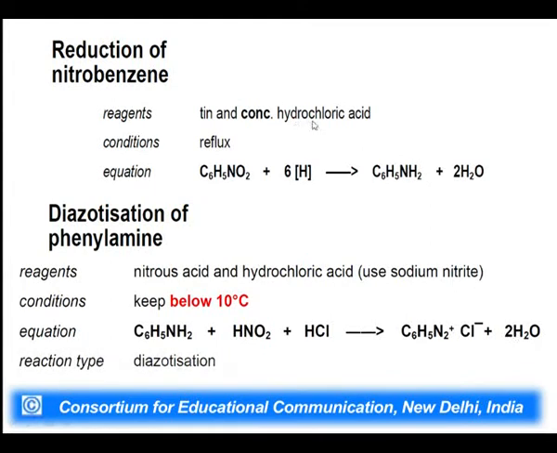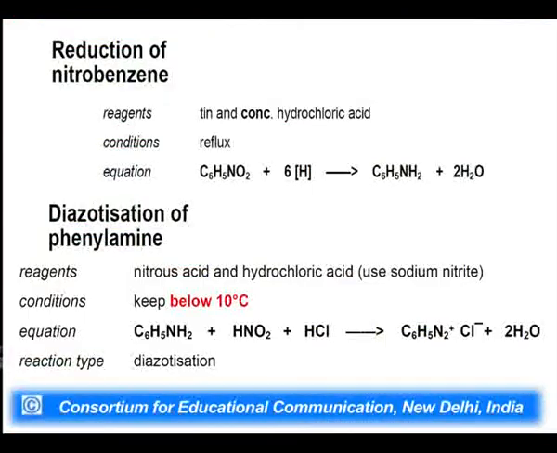Instead of tin and concentrated hydrochloric acid, we can also take lithium aluminium hydride as a reducing agent, and we will get aniline. Now what we do is we convert this aniline into a diazonium salt.